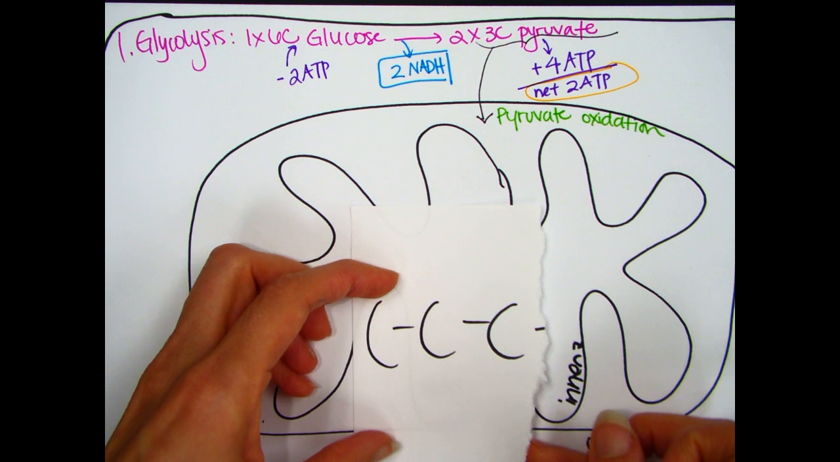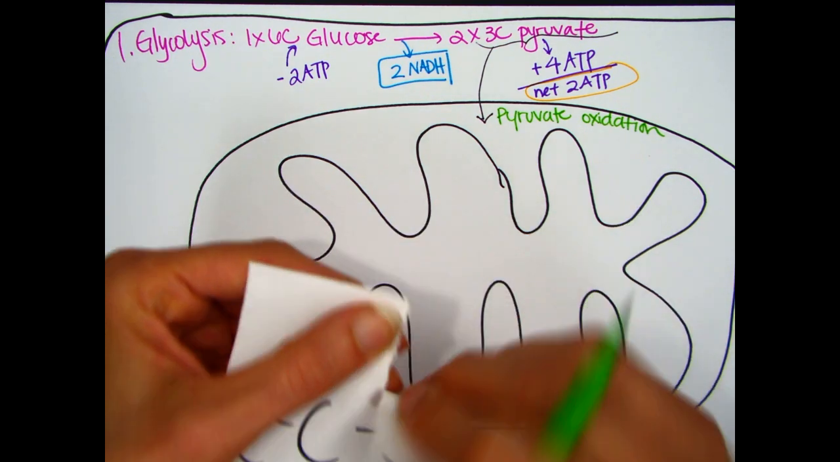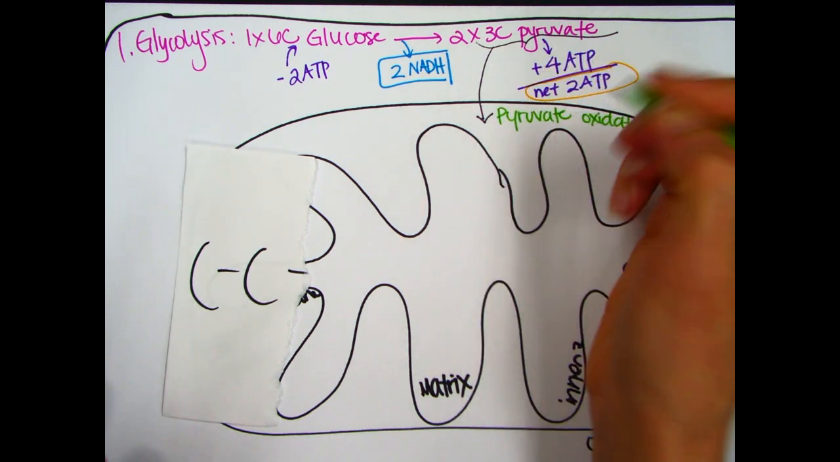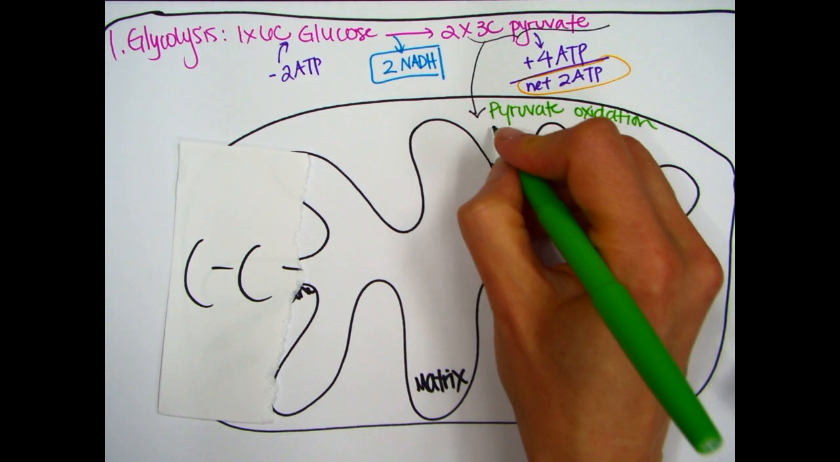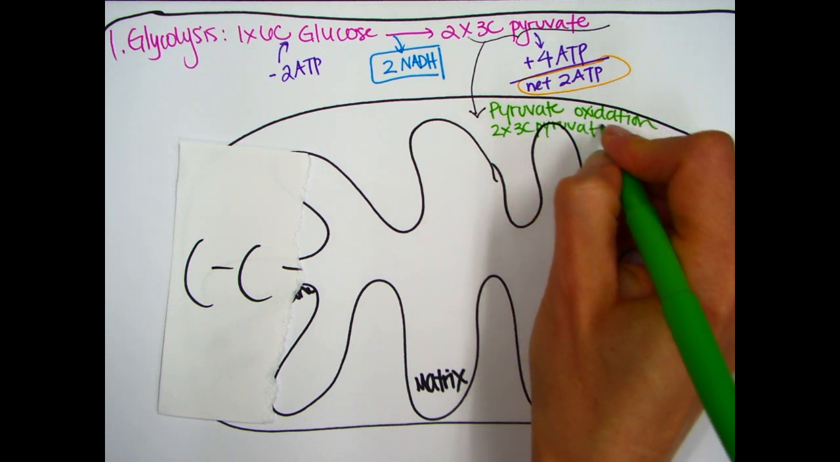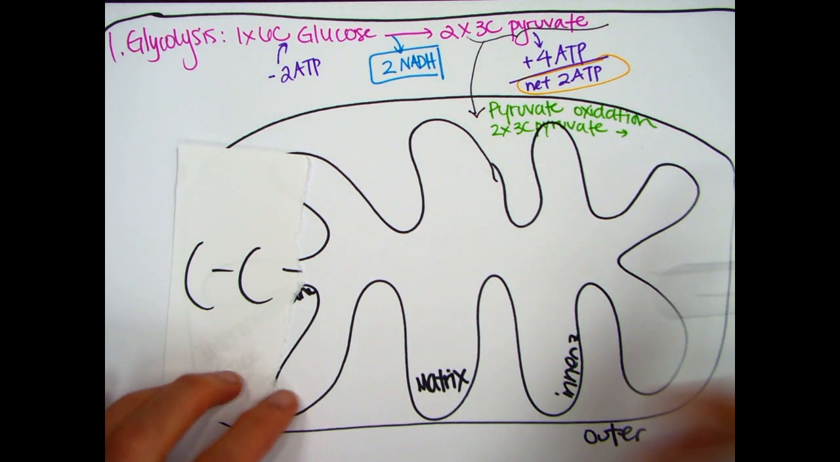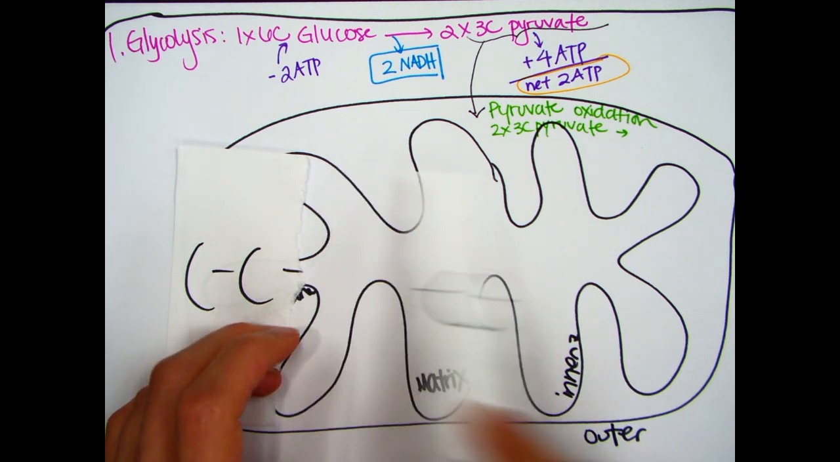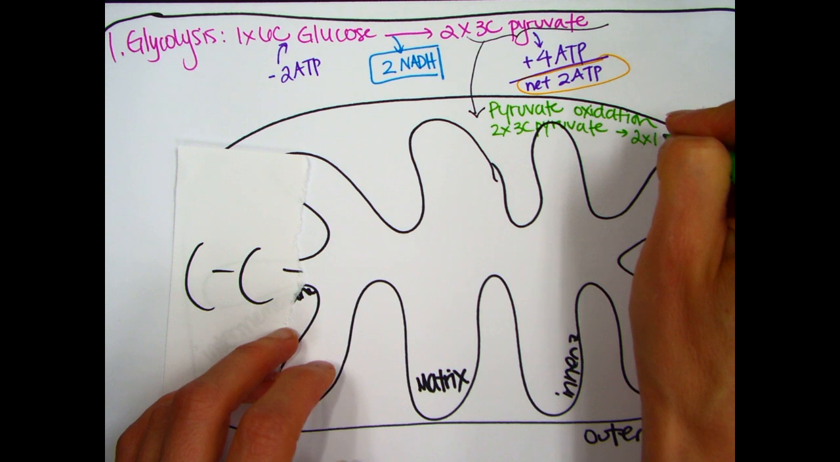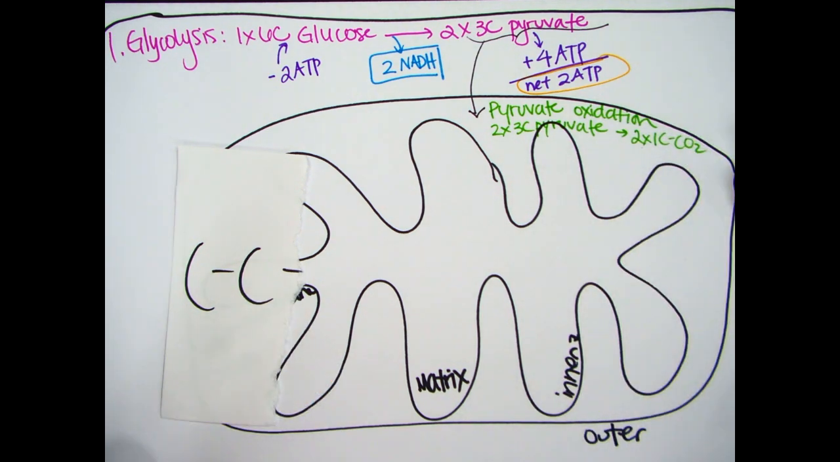So this is going to be our pyruvate. We're going to break this bond here. And because we actually have 2 pyruvates, we're going to start with 2 3-carbon pyruvates. We're going to release, for each pyruvate, 1 CO2, but since we have 2 of them to start, we're going to release 2 1-carbon CO2s.